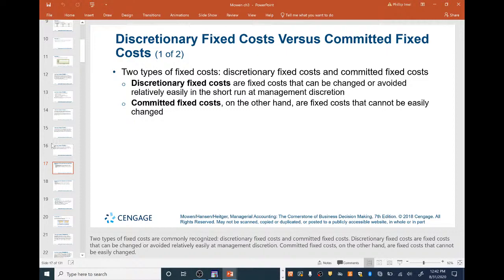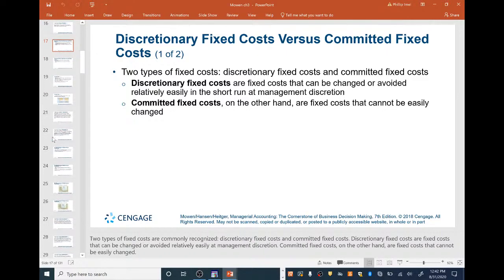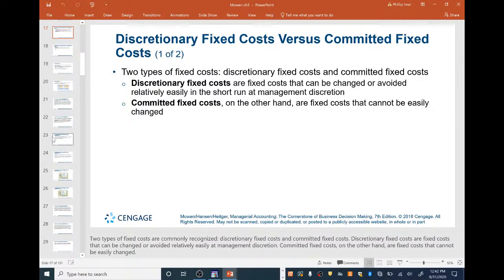Okay, and now we're back to getting into another concept. So now let's talk about discretionary fixed costs versus committed fixed costs, okay? There are going to be 2 types of fixed costs, right? Discretionary fixed costs and committed fixed costs. So what's the difference between the 2 of them?